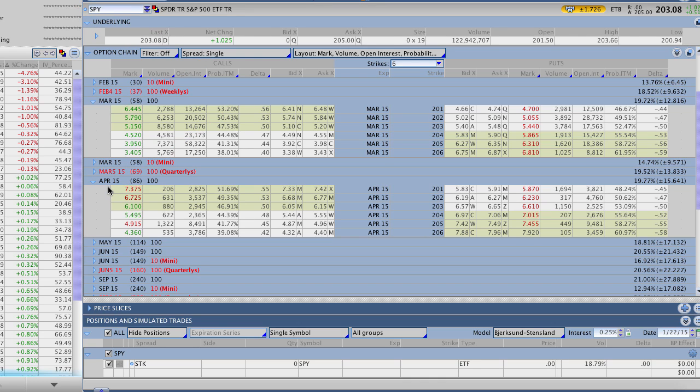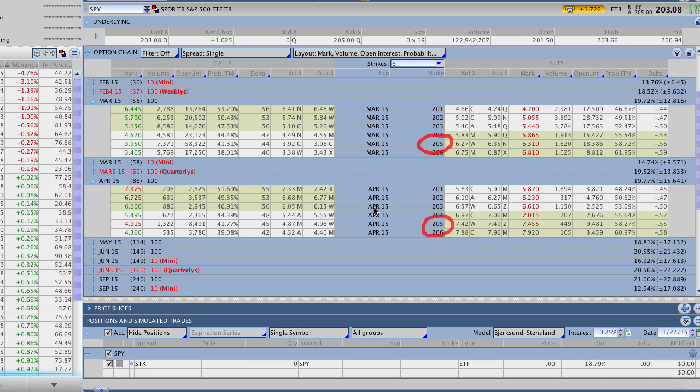Now in this case, what we want to do is start by selecting a strike price that's just a couple strikes out of the money. In this case, we'll go with the 205 strikes in both months. So we're going to target the 205 calls in both months.